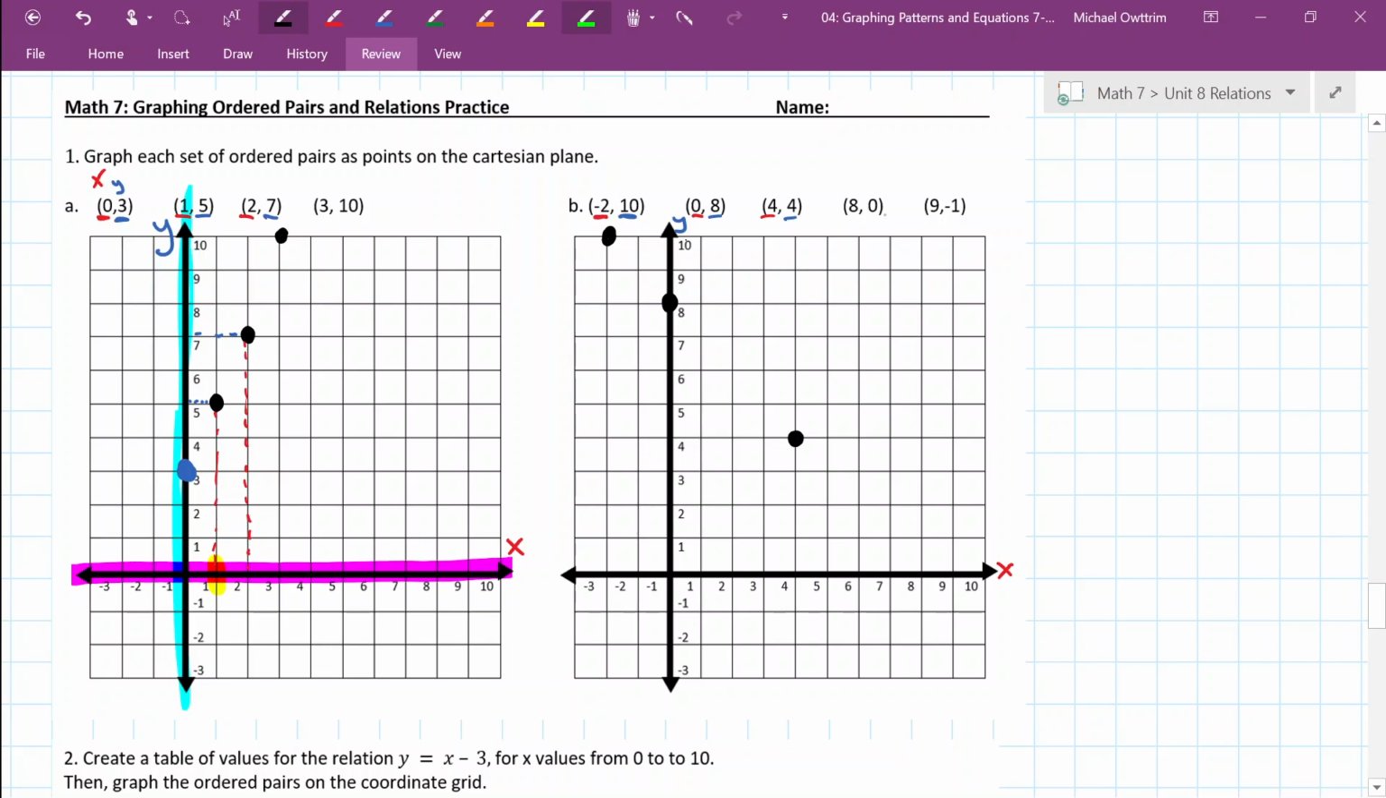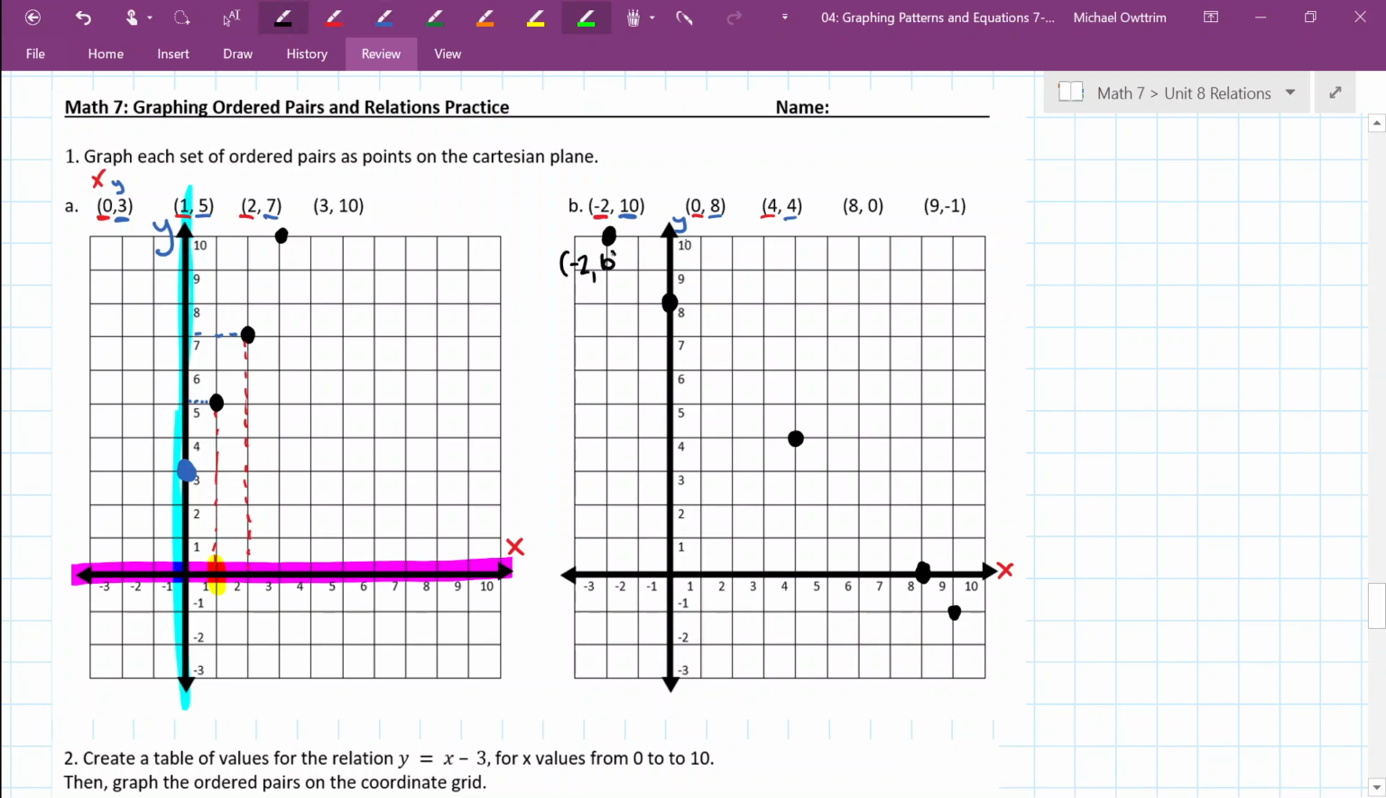8 and 0 says 8 on the x and 0 up or down. Then finally 9 on the x and 1 down, negative 1 on that y-axis. Okay, so those are 4 points in that case. And of course, we can label those points with their coordinates.